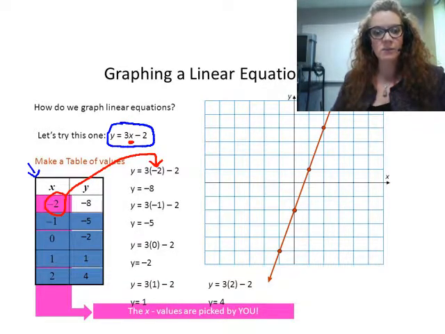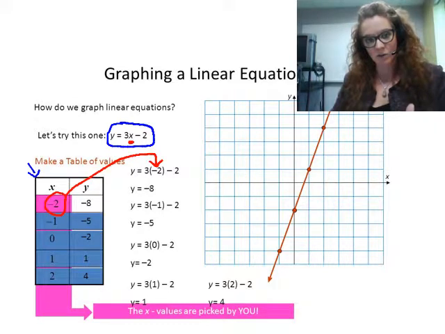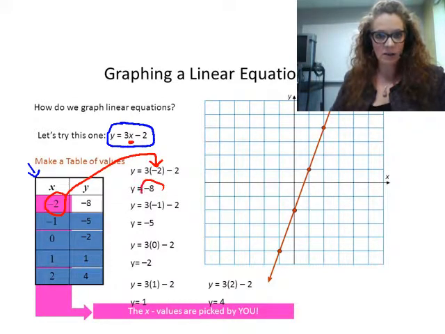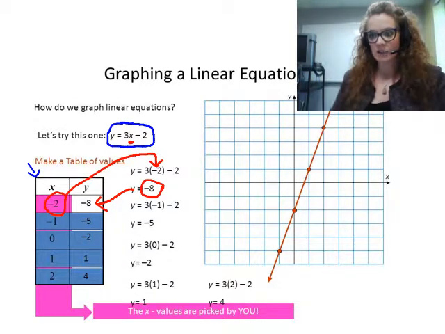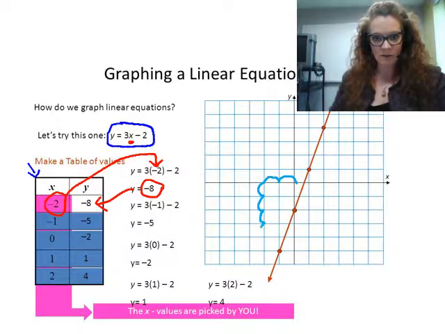3 times -2 is -6, and then subtract 2 more gives you -8. So if the x value is -2, that's what they popped in here, the y value that you're going to get is -8. And that's just how a table of values works. Whatever you input, then you see what your output is. And this -2, -8 can be shown on your Cartesian plane. There's -2, and then down -8. And you can see it's on the line.